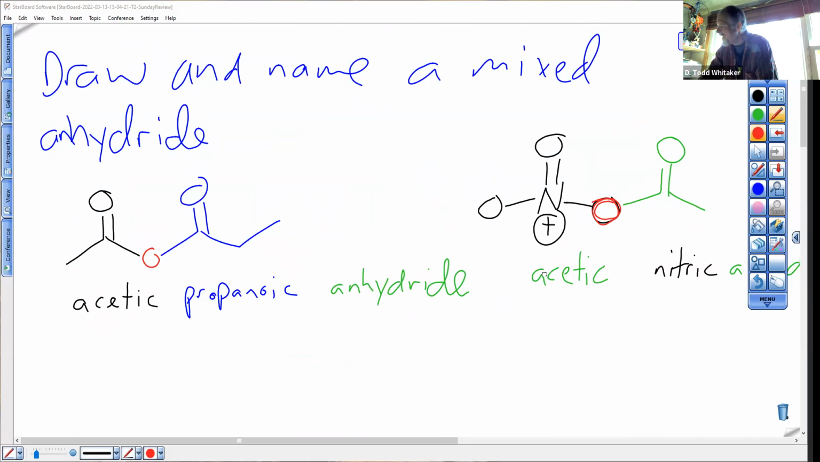There it is. We had a question where we asked how to draw and name a mixed anhydride. We did 2 examples. They're here. I will leave this here for you to use in your studying. And I'll come back and see if we have any questions after this.